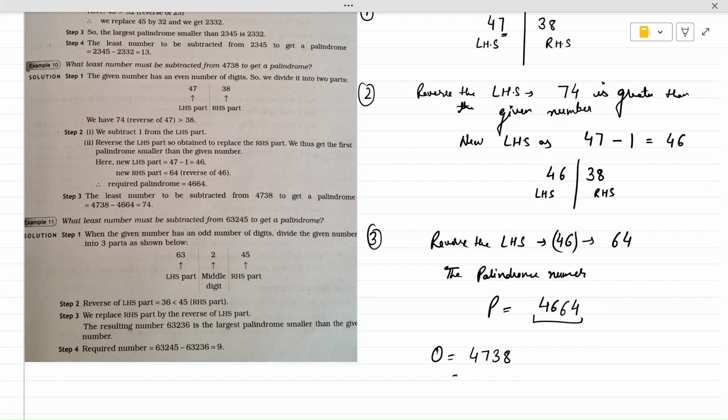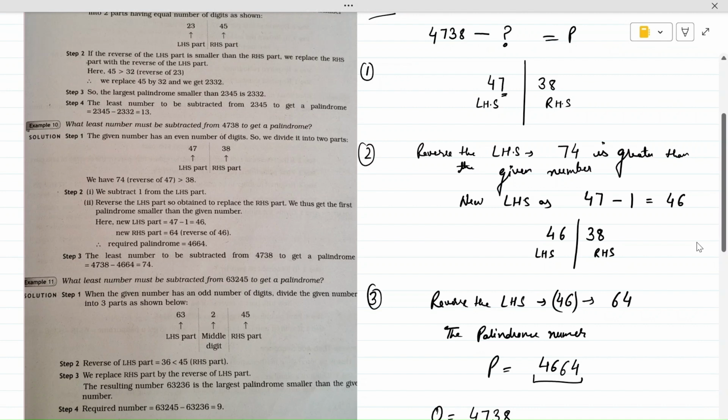So how can we do it? We will just subtract 4, 6, 6 and 4 from the original. This will give us 74. So 74 is the number which we will subtract from the original number to get this new number. So I hope this is clear, kids.